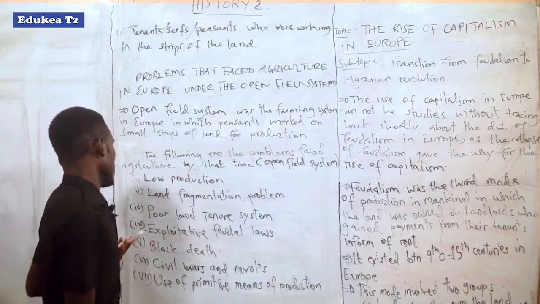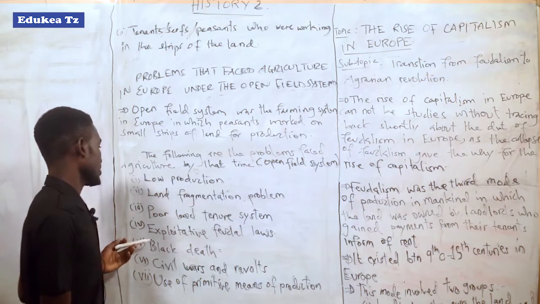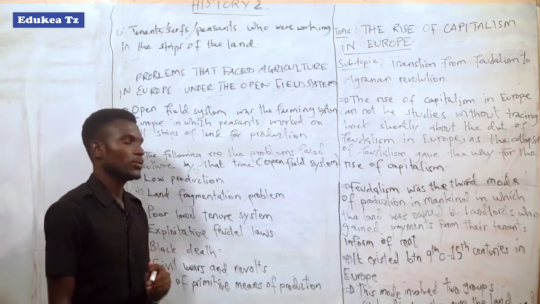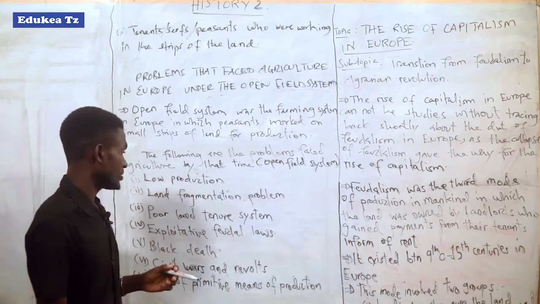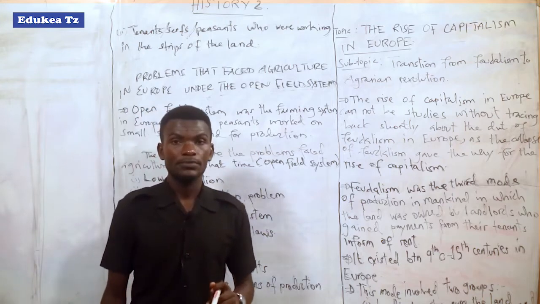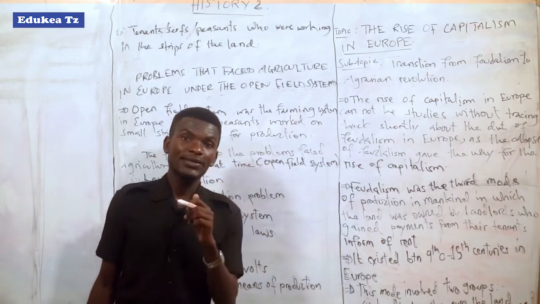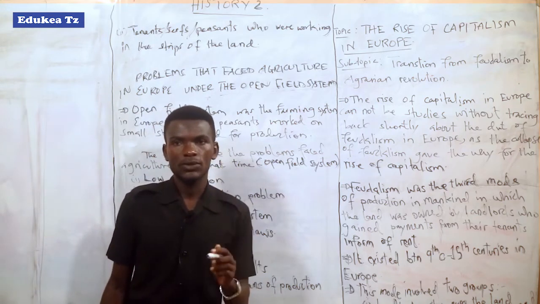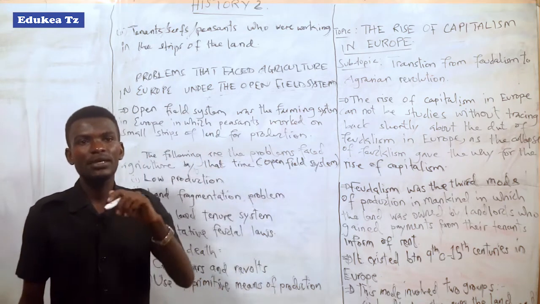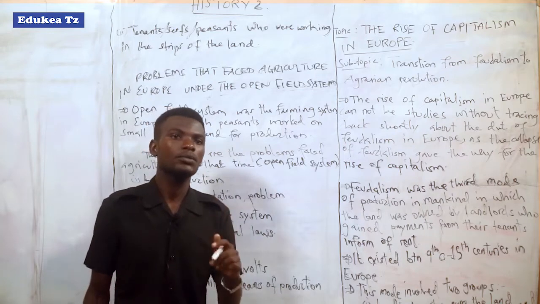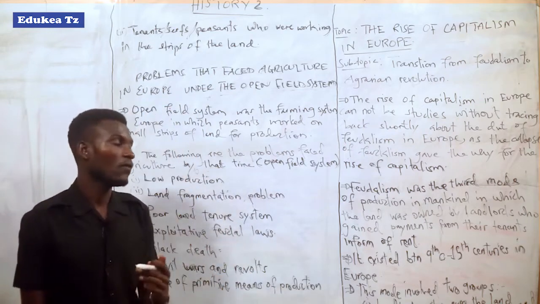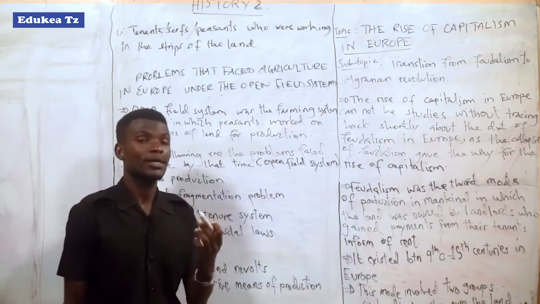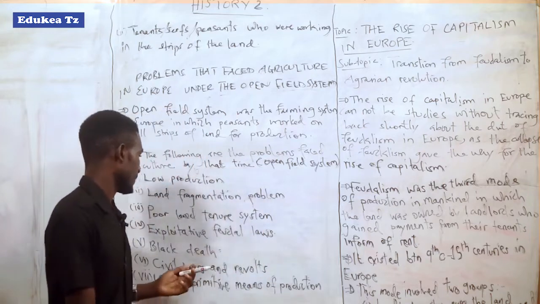The fourth problem was exploitative feudal laws. It means that the feudal lords came up with laws which limited the serfs or tenants in their freedom in production of high products or main products.